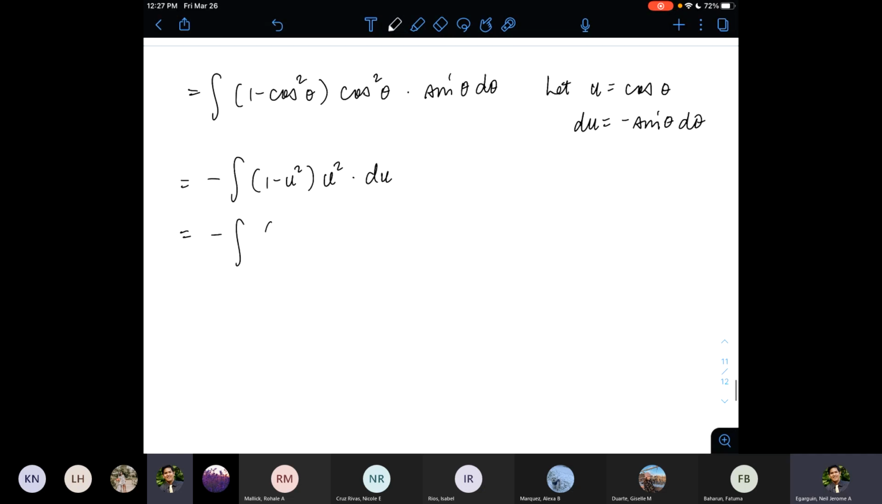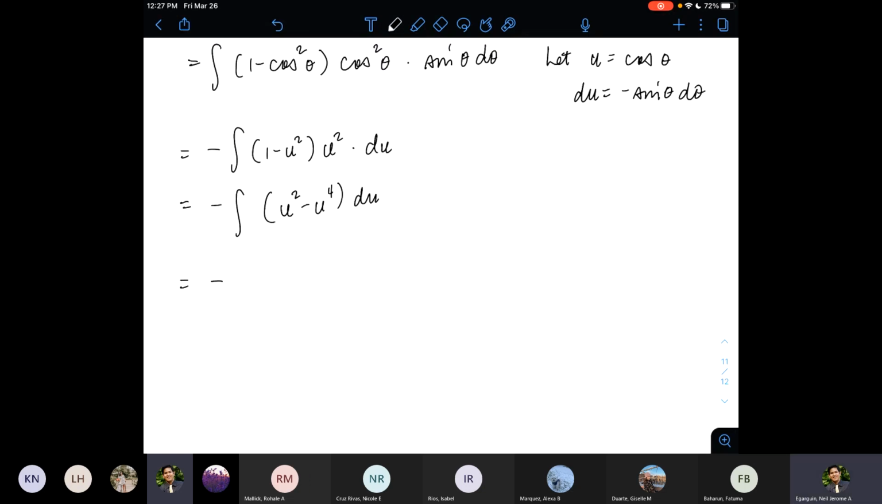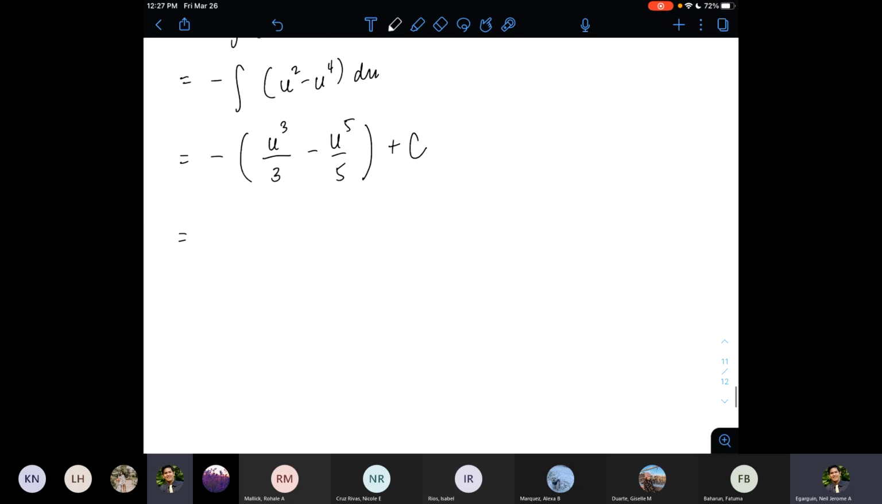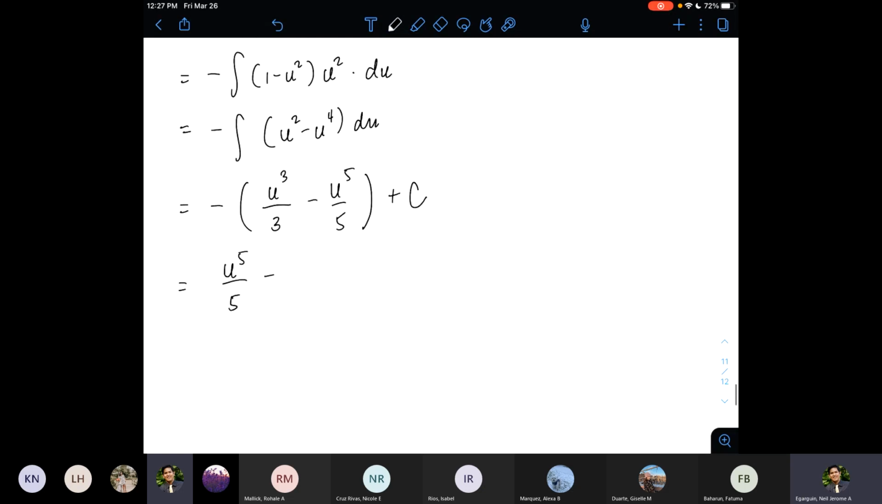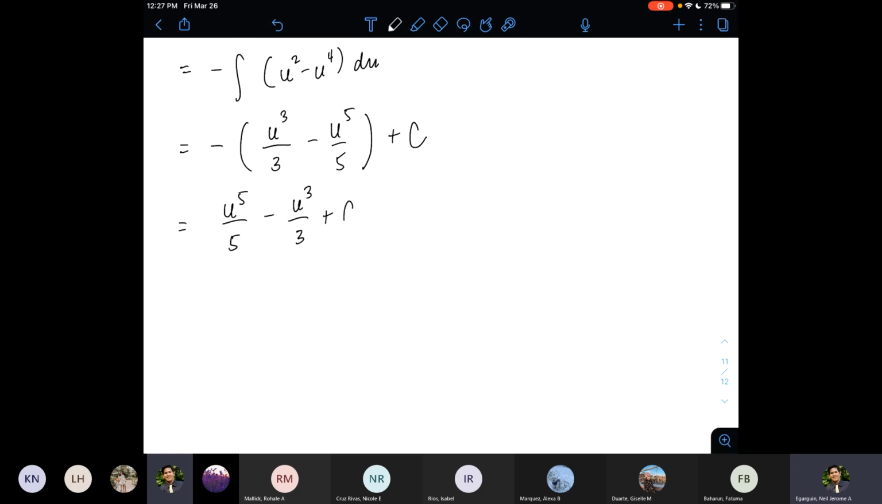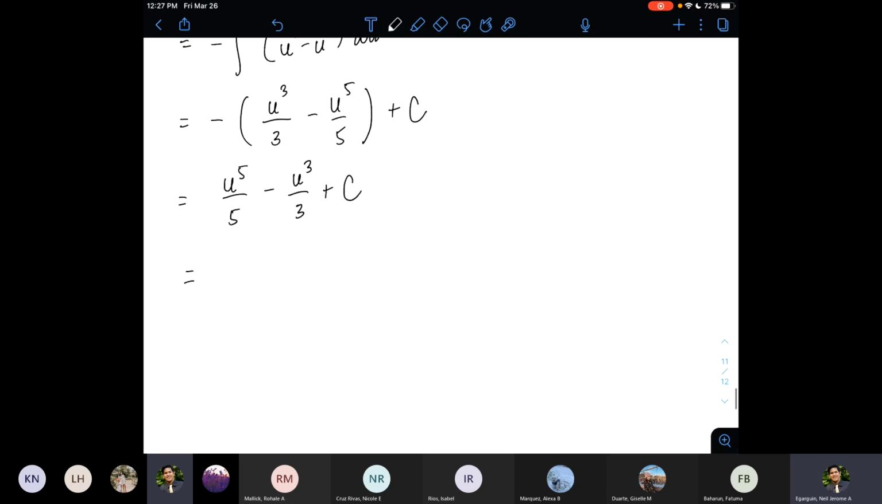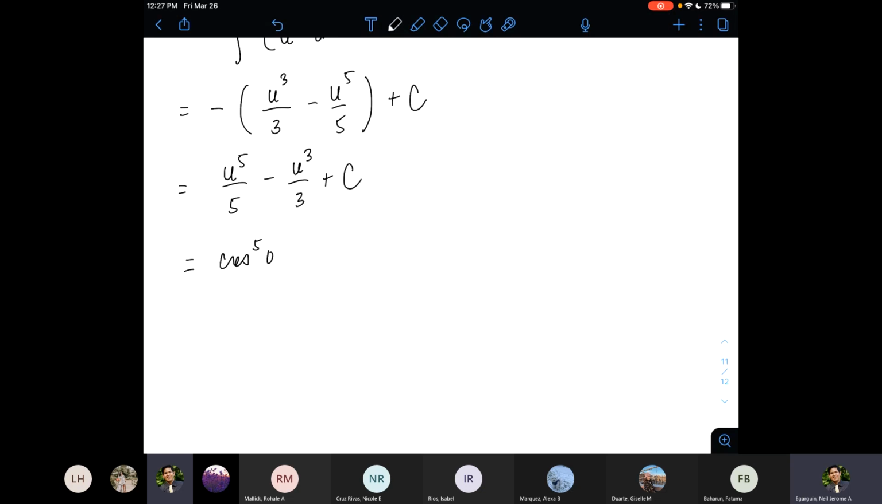So expand the product, so I'll have u squared minus u to the fourth du. Then integrate term by term, so I'll have minus u cubed all over 3 minus u to the fifth all over 5 plus the arbitrary constant c. You can rewrite it as u to the fifth over 5 minus u cubed over 3 plus the arbitrary constant c. And then we revert to the original variable, theta rather. So u is cosine theta. So we'll have cosine to the fifth theta all over 5 minus cosine cubed theta all over 3 plus c.